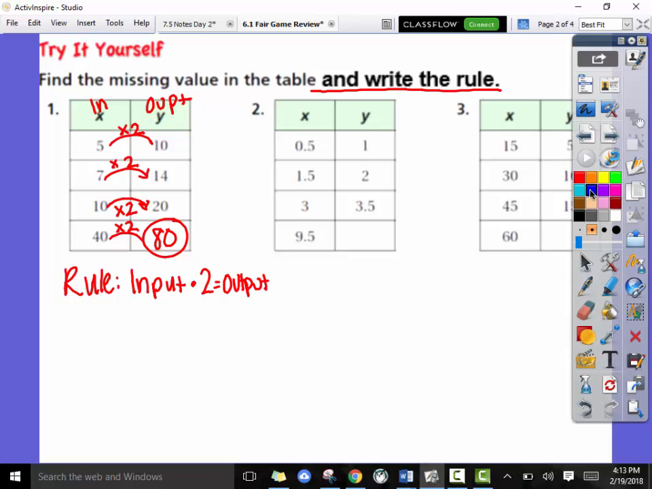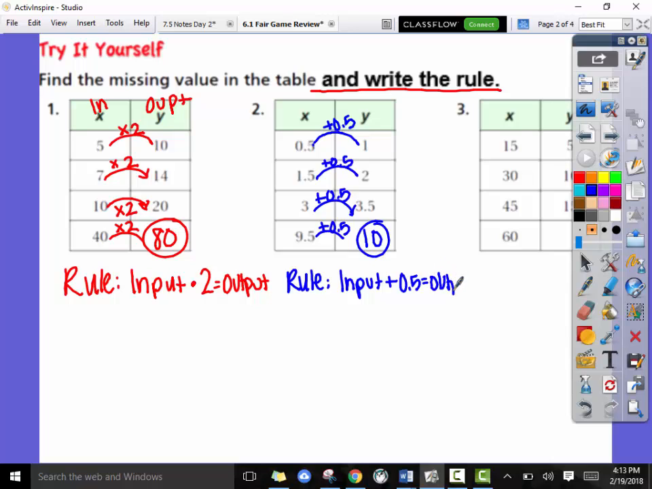Next one, you're going from a half to 1. So to me that looks like it doubled. I'll try that same rule again of doubling. 1 and a half doubled would be 3, so I can't double. If I go back to here, a half plus a half will give me 1. 1 and a half plus a half will give me 2. 3 plus a half will give me 3 and a half. So 9 and a half plus a half will give me 10. So from my rule, I took my input plus 0.5, and that got me the output.